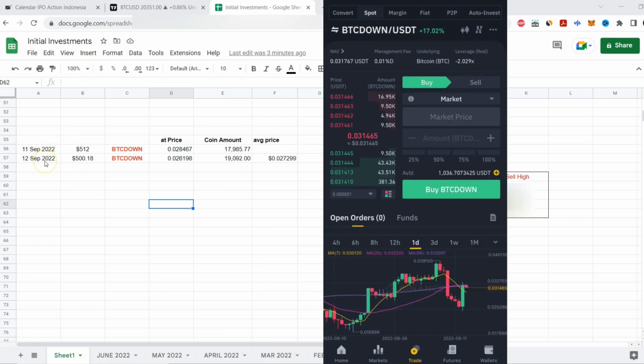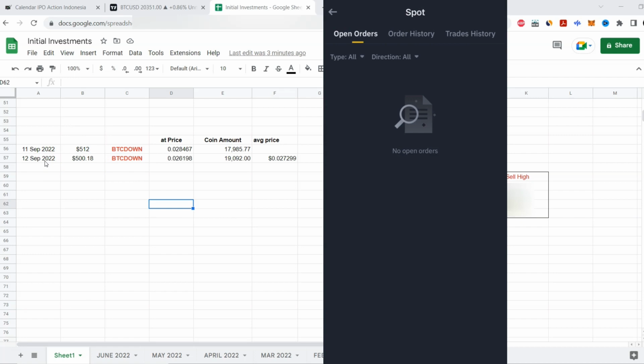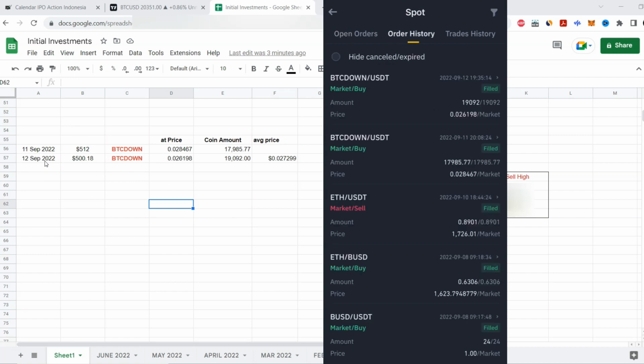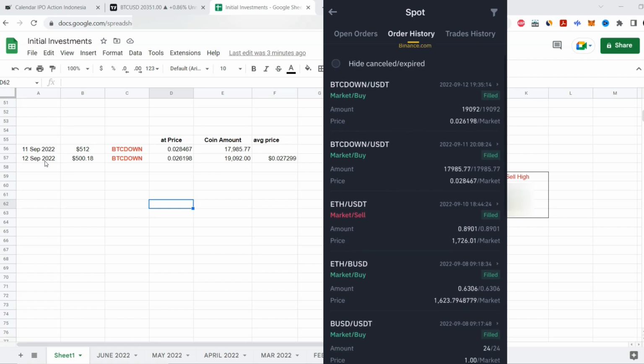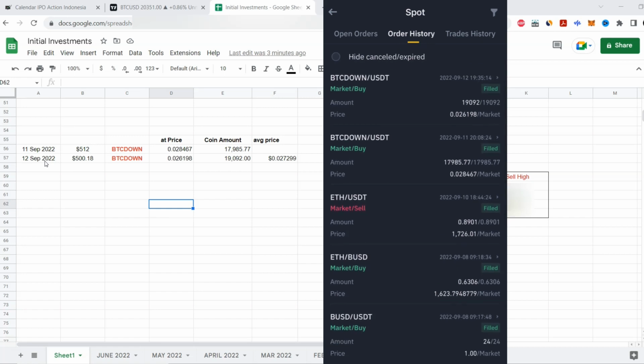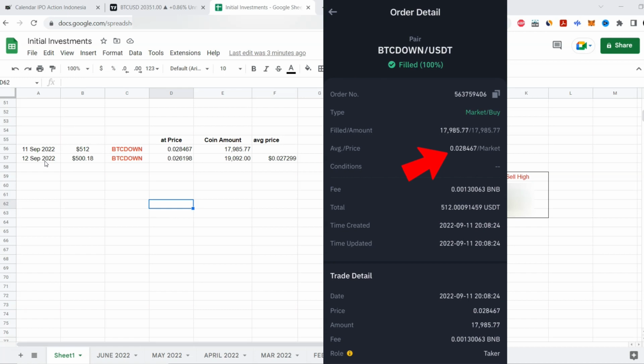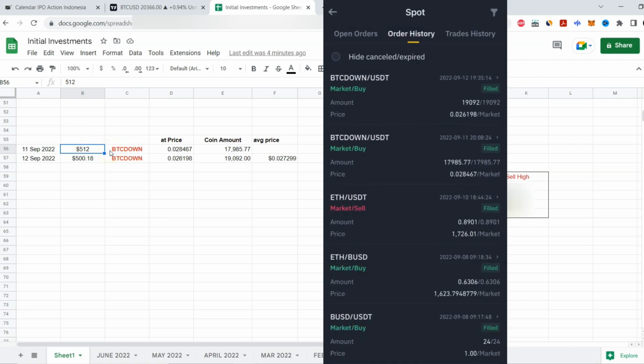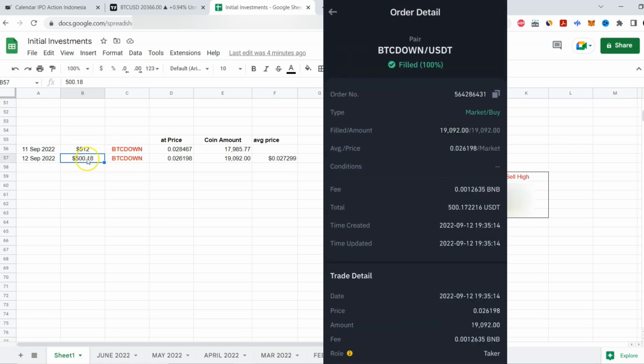Here in September, let me show you the history. You can see here my history. I bought two BTCDOWN. One is around 0.028467. You can see here on my spreadsheet, I always write down how much coin I bought, at what price, and my total investment. And then the next day, I bought another one again. You can see I bought another 500 at this price.